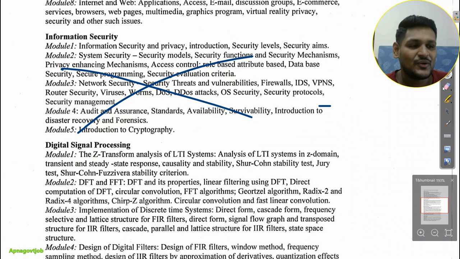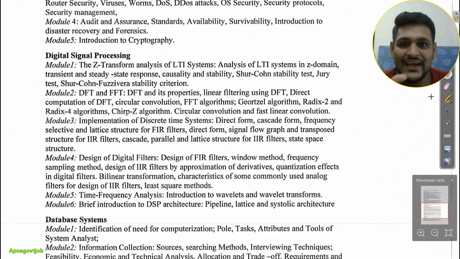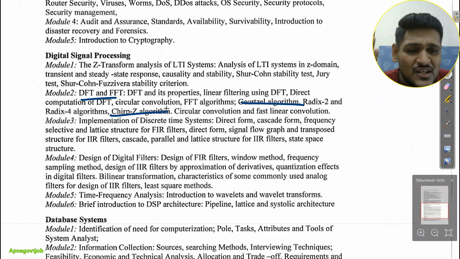So obviously Z transform we will do, LTI system we will do, in signals we have that. DFT, FFT basics you will do, right? Then Radix 4 algorithm, leave this. Radix 2 algorithm, circular convolution. Have a basic idea of convolution, circular and fast linear convolution, right?